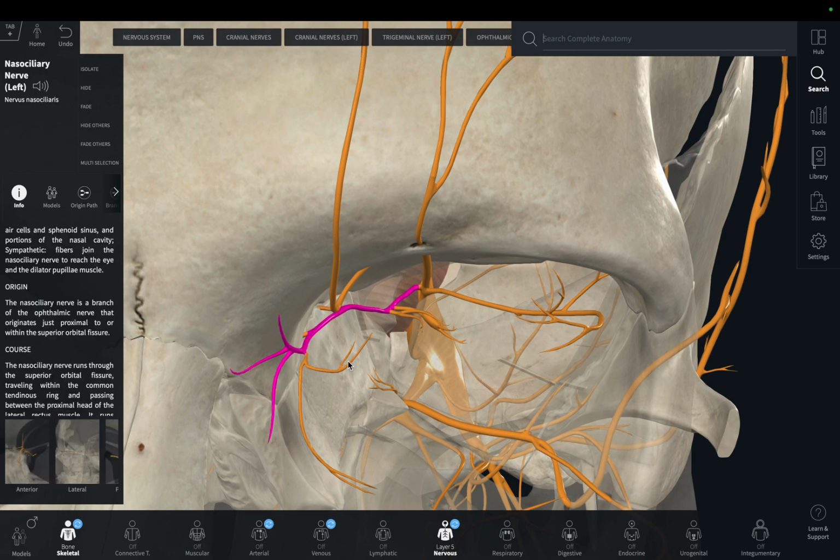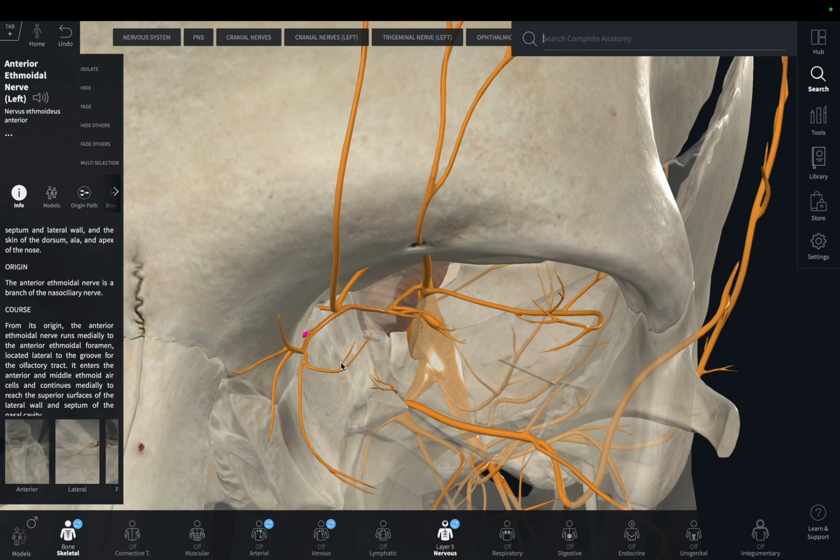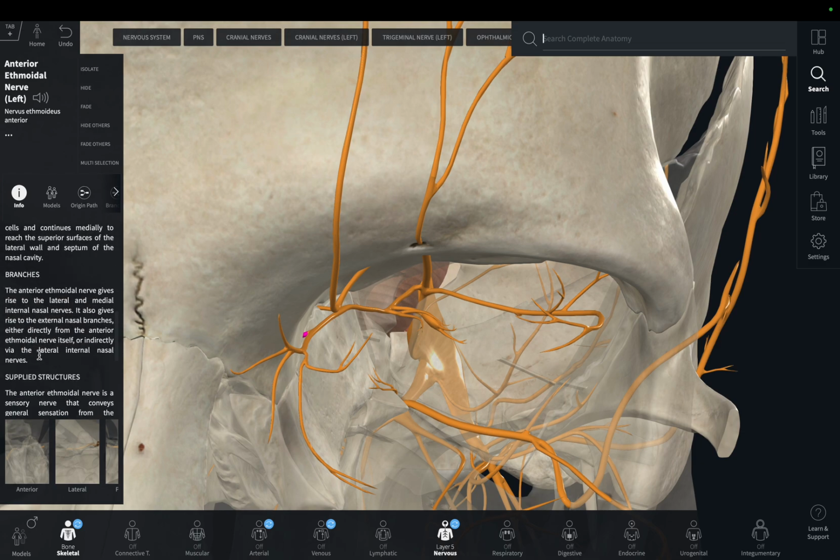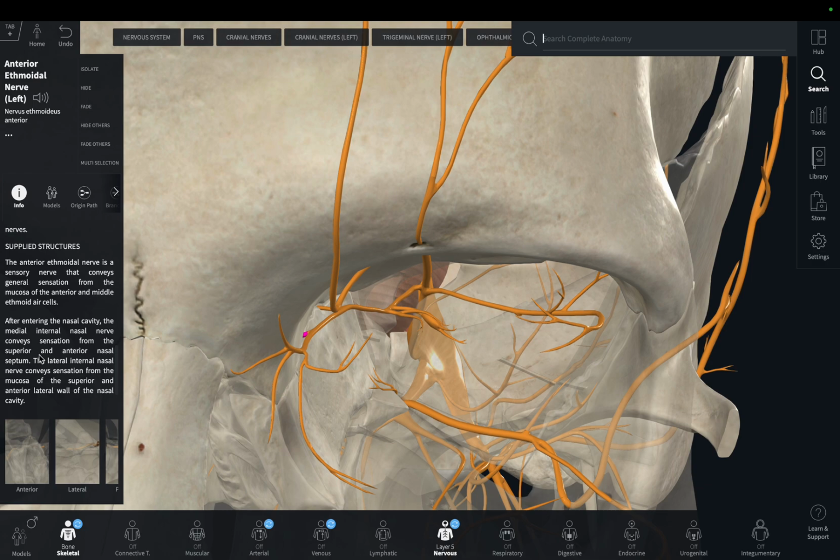The next branch it gives off is the anterior ethmoidal nerve, which provides general sensation from the mucosa of the anterior and middle ethmoidal air cells. It has further branches, but we won't go into those in detail.